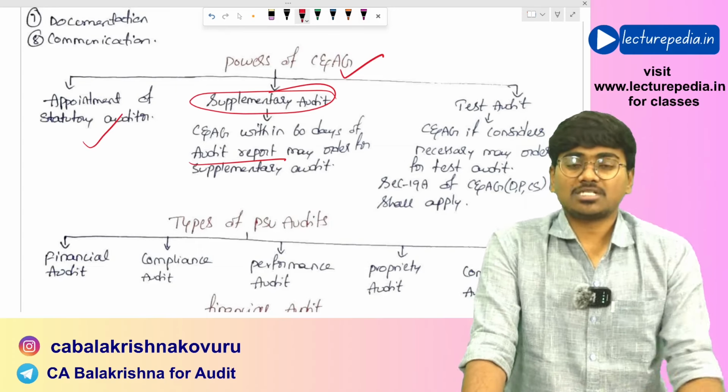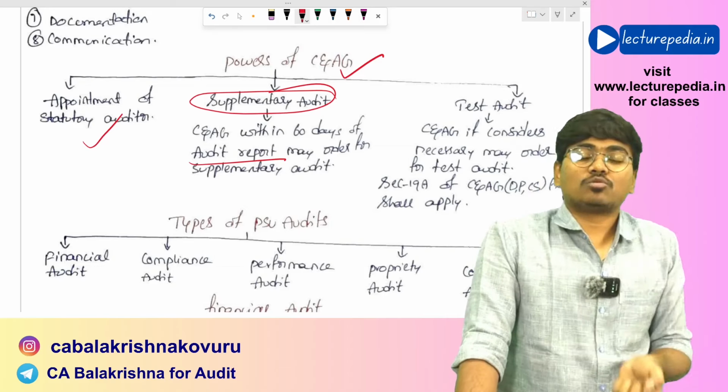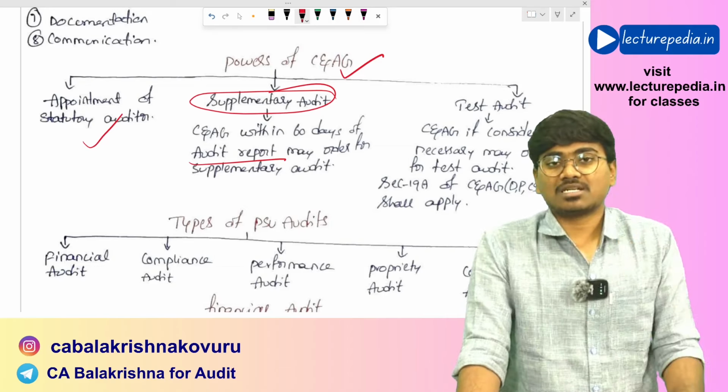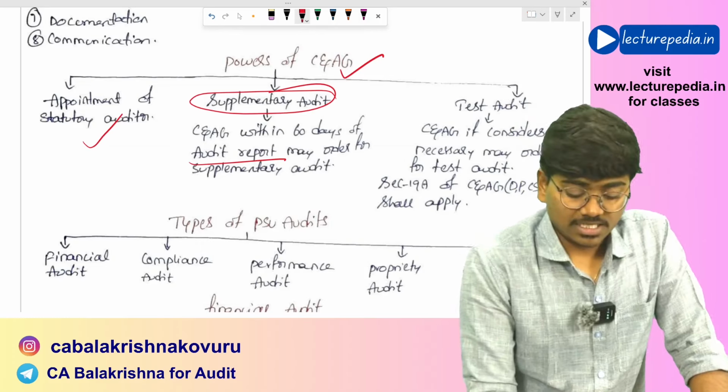Okay, this supplementary audit will be ordered when the C&AG feels that the original audit was not conducted properly. There were certain lapses in the original audit. That is supplementary audit.